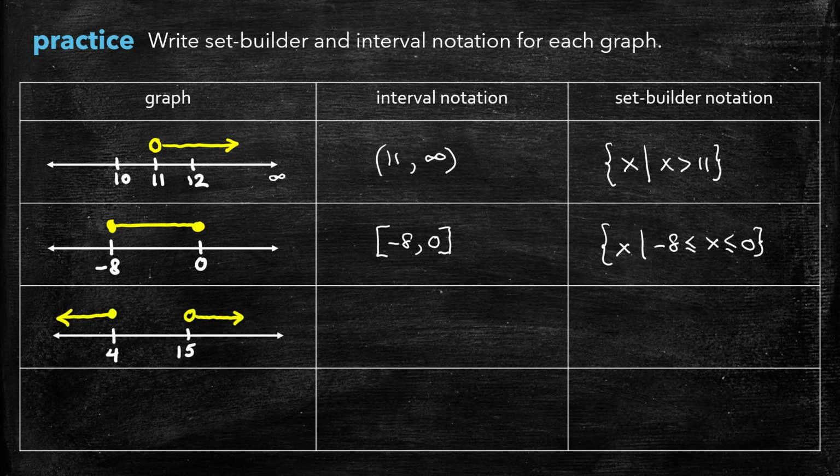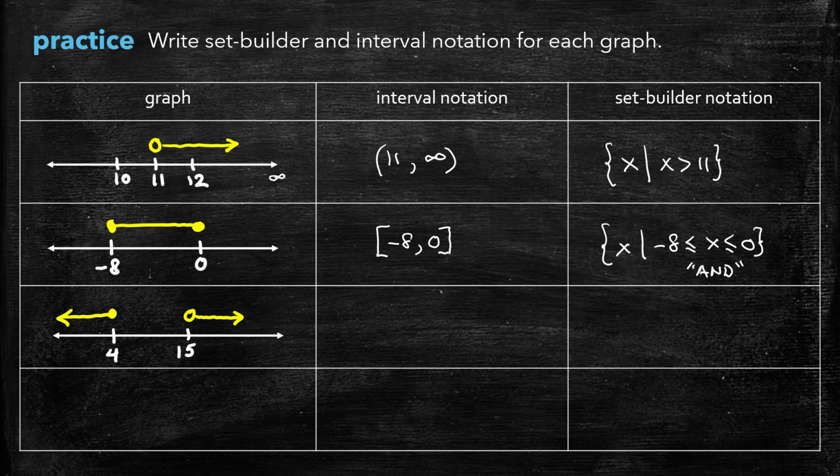This is an unusual one. We haven't seen this yet. Now, what you should know is that this statement here is kind of linked with an "and" between the two. It's really two statements: x is greater than or equal to negative 8, and at the same time, x has to be less than or equal to 0.